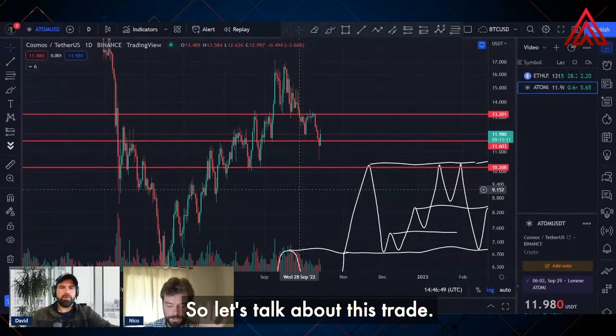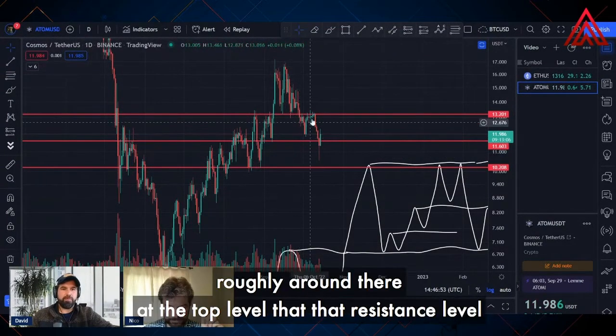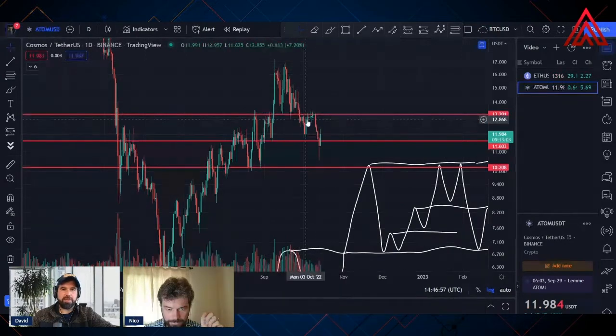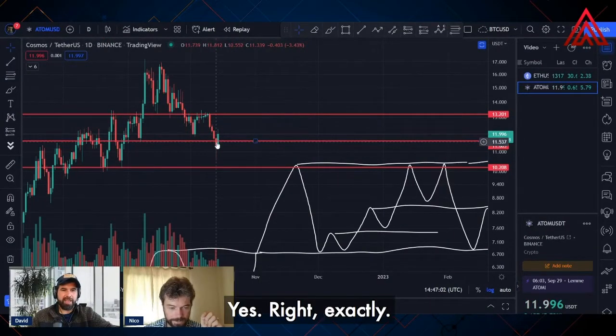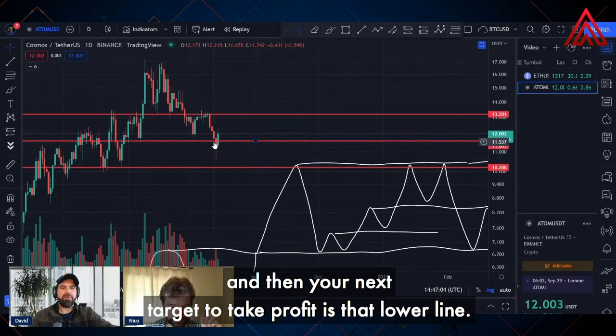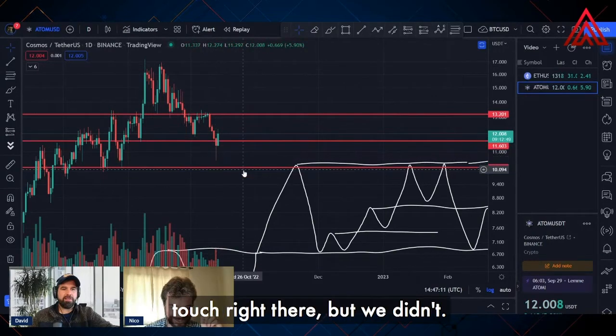So let's talk about this trade. You entered roughly around there at the top level, that resistance level. You took your first profit at the middle level, right? Exactly. You took half the profit around there. And then your next target to take profit is that lower line, which I was hoping we would touch right there, but we didn't.